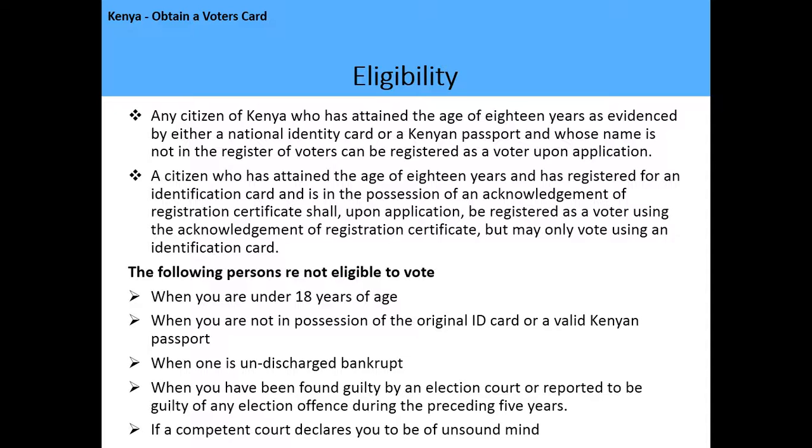The following persons are eligible to vote: those who are 18. The following persons are not eligible to vote: those who are under 18 years of age, if you are not in possession of an original identification card or a valid Kenyan passport, when one is an undischarged bankrupt or declared bankrupt, when you have been found guilty by an election court or reported to be guilty of any election offense during the preceding 5 years, or if a competent court declares you of unsound mind.